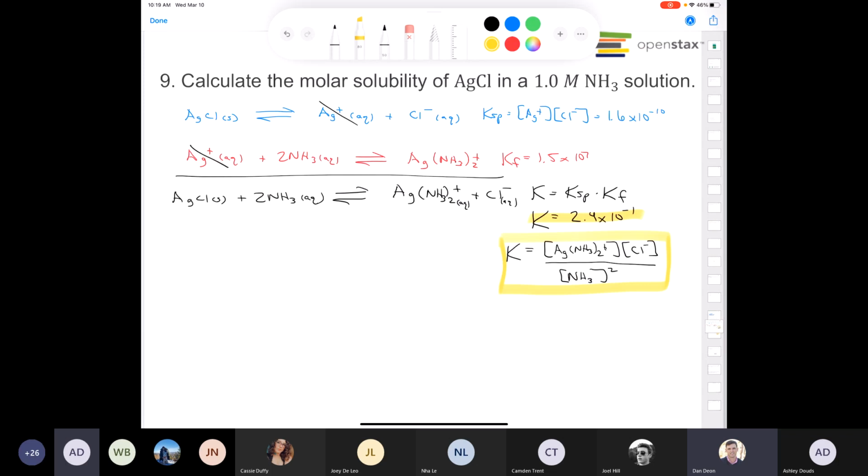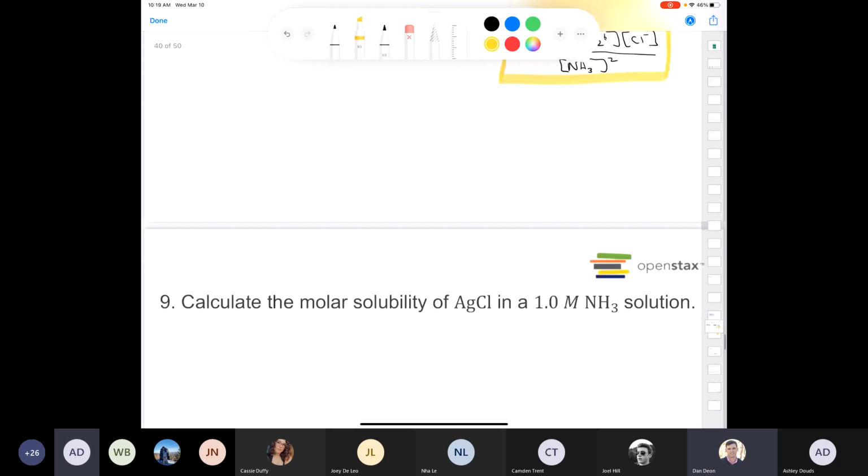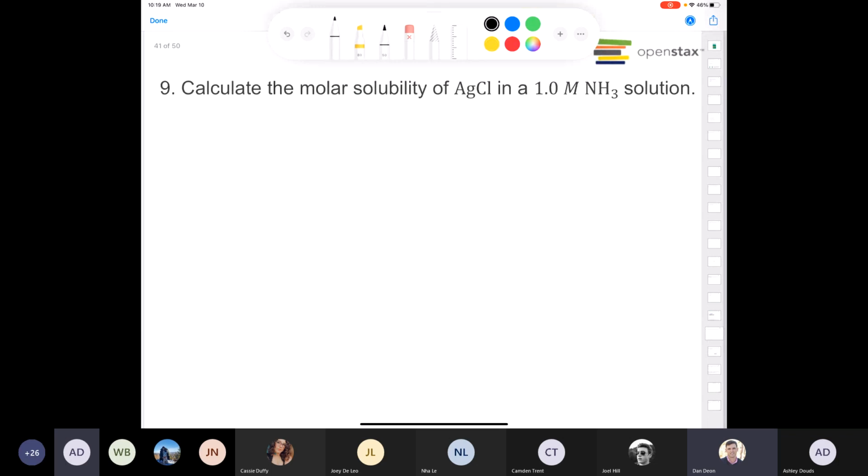Now we're ready to set up an ice table. So what I'm going to do is move on to the next slide and write it all over again. So we have our silver chloride plus our ammonia, which is in equilibrium with the coordination complex ion plus chloride. We know our new K, which is 2.4 times 10 to the negative 1.